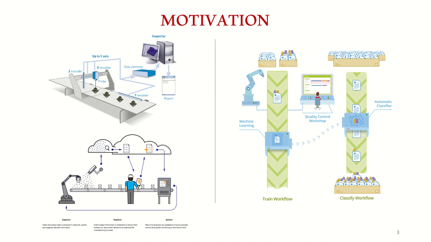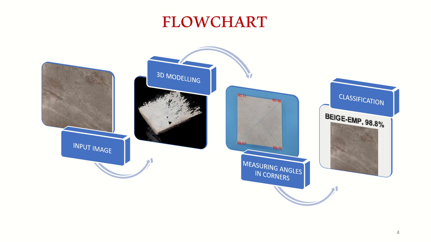Deep learning and image processing have recently attracted increasing attention in industrial fields. The aim of this project is to provide quality control of the marbles coming off the production line with 3D modeling, deep learning, and image processing methods. We have a flowchart here: we take the input images, then 3D model them, then measure angles in the corner, and finally we classify the marbles.